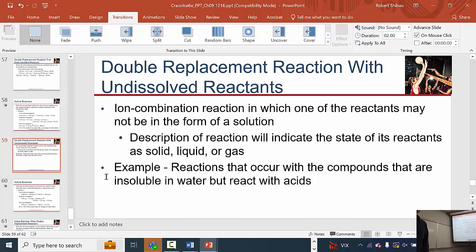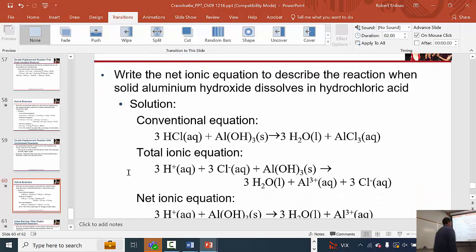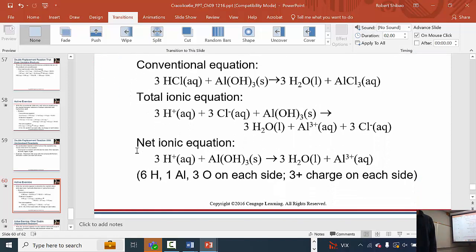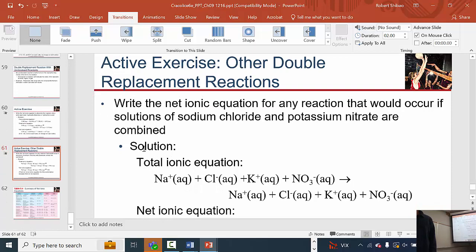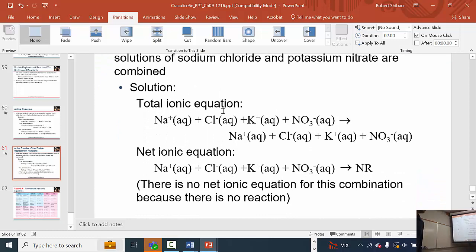Double replacement with undissolved reactants. This is too many subcategories. The undissolved reactant, okay, aluminum hydroxide is solid here, but it's still double replacement. And so you don't have to memorize all these little subcategories. We already talked about aluminum hydroxide. Other double replacement reactions, I don't really care about. We're just looking for 3 driving forces.